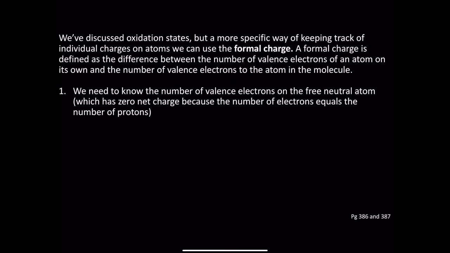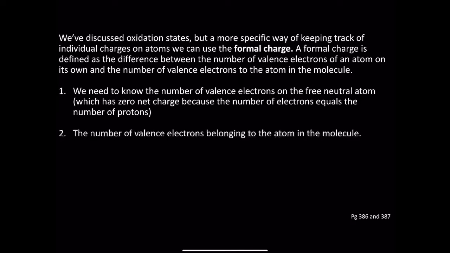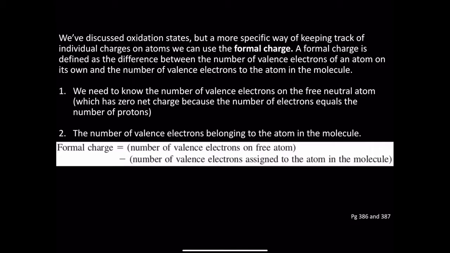We need to know the number of valence electrons on the free neutral atom, which has a zero net charge because the number of electrons and the number of protons is the same. This is the number of valence electrons we would get from the periodic table. And then we need to know the number of valence electrons belonging to the atom in the molecule, so how many are attributed in the actual molecule. Here's the formula for formal charge: formal charge is equal to the number of valence electrons on a free atom minus the number of valence electrons assigned to the atom in the molecule.